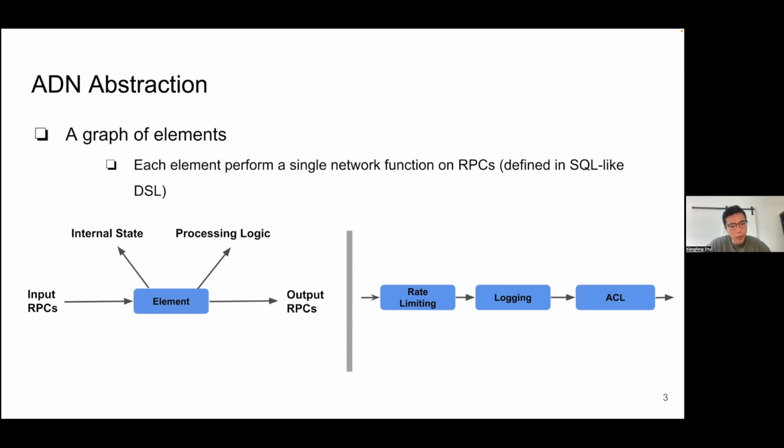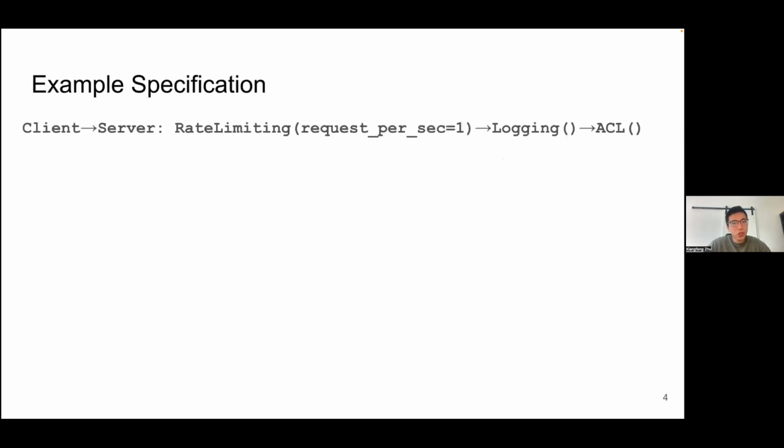And the bottom right shows you the example we'll use in this demo. We have a rate limiting element connected to a logging element, followed by an ACL element. In other words, access control list. This line shows you how they're initialized, but let me show you how they're implemented.